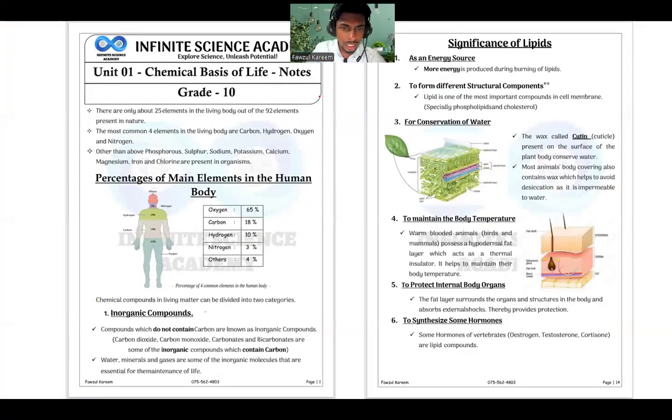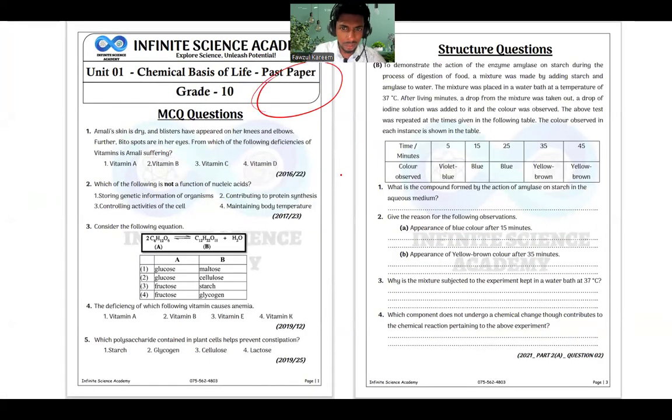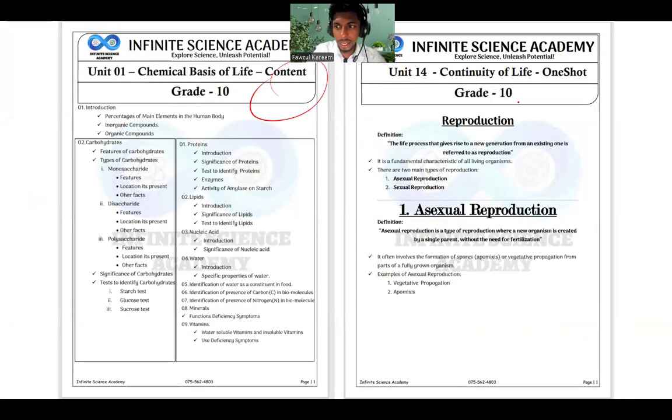Okay. And here you can see the notes for unit number 1. Like this, we have notes for all these subjects. So before the class, you want to get the printout of all those notes. And the worksheets also will be there, so you want to get the printout of all those worksheets before the class. Past paper collections I will give, and the content sheet, and one short note. All these things will be given to the students who are following our classes. And before the class, you want to get the printout.